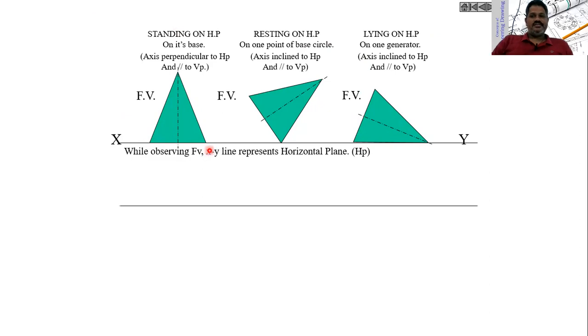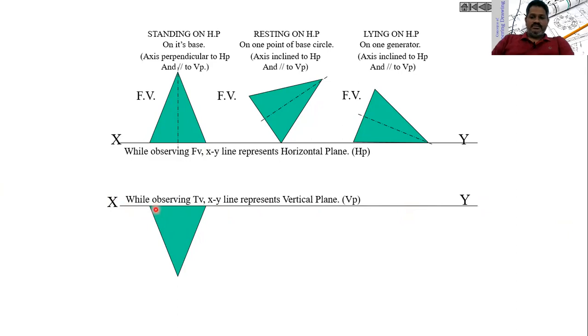Now the base is lying on VP. Now you can see here, now XY I am assuming as a vertical plane. That means I am observing from the top. So the vertical plane looks like an XY line or a horizontal line because I am observing the vertical plane from the top, so that we will get a straight line. Now I am observing from the top, so the XY represents a straight line here, as you can see.